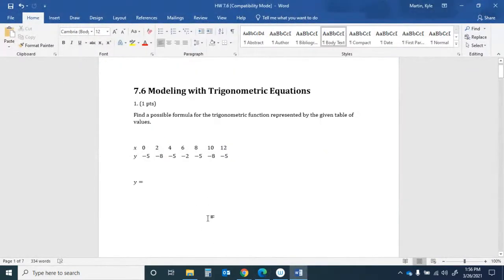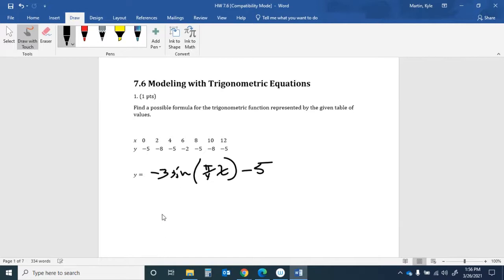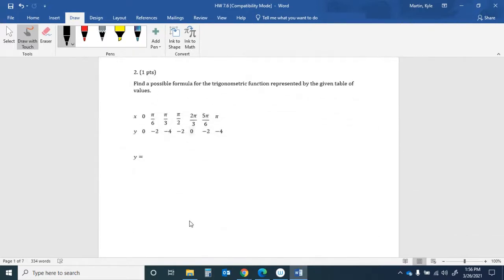All right, so y equals, doing this for the folks that might want to look at the transcript later: negative 3 times the sine of pi fourths x, close parentheses, minus 5. Okay, number 2. Find a possible formula.